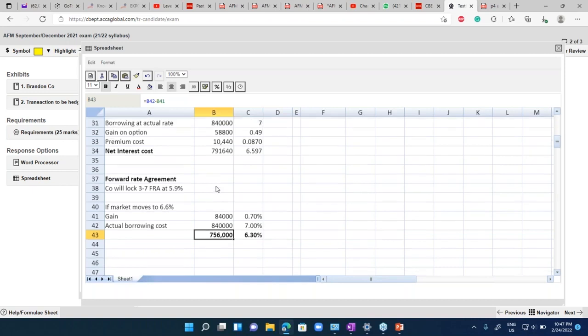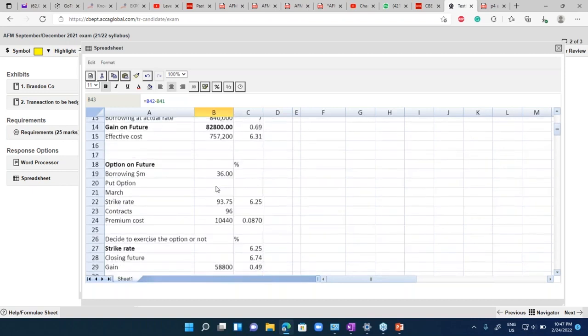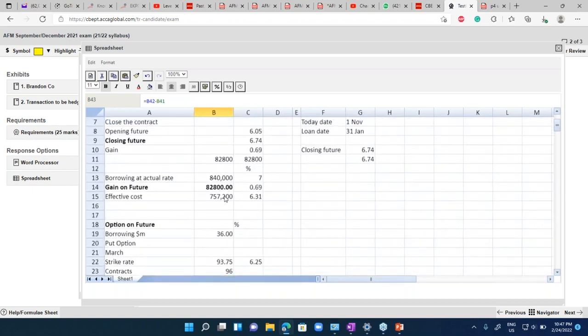Future net interest cost. Future net interest cost is 757,200. Yes, you're right.